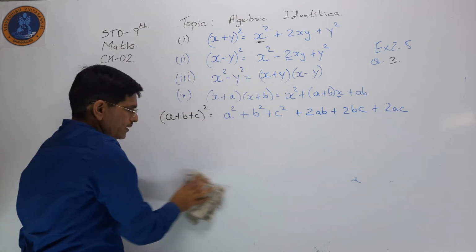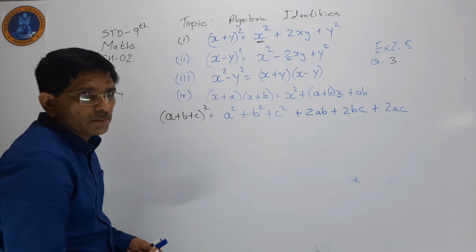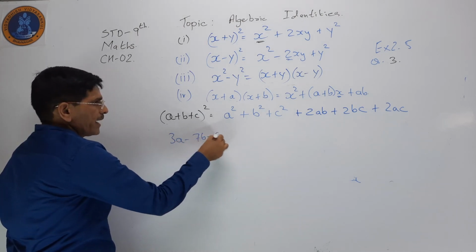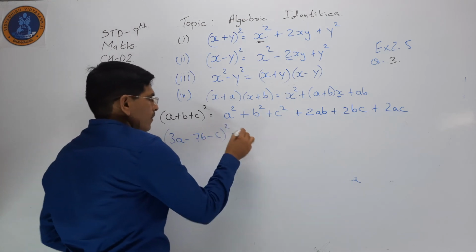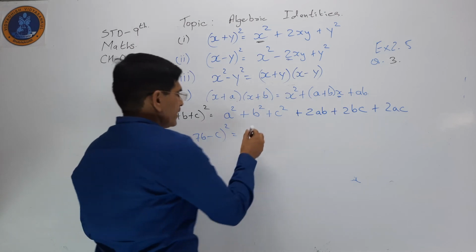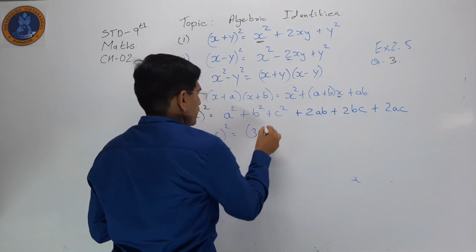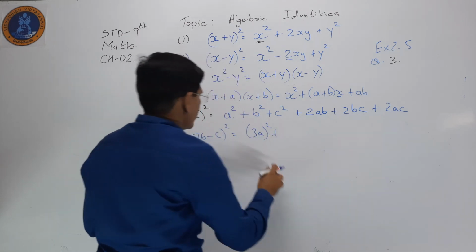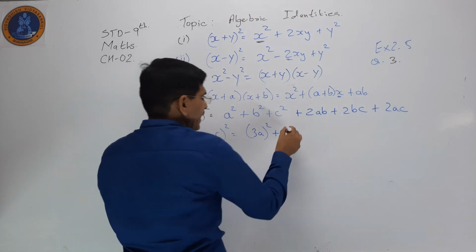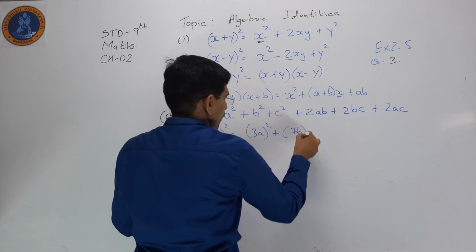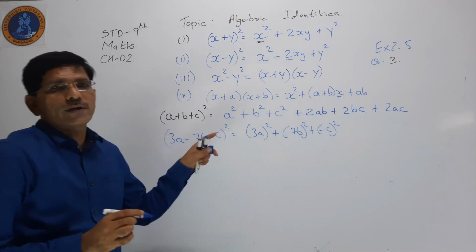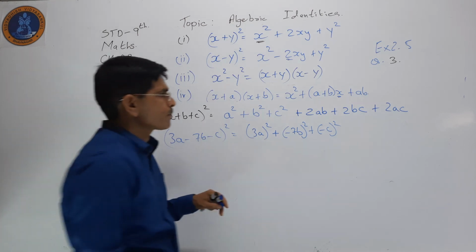What is the question? 3a minus 7b minus c, whole squared. What is my first step? I have to write the square of each term. 3a whole squared. Always write the positive sign because our identity is related with it. I have to write in brackets. That is a good way. You have to write the negative sign inside.